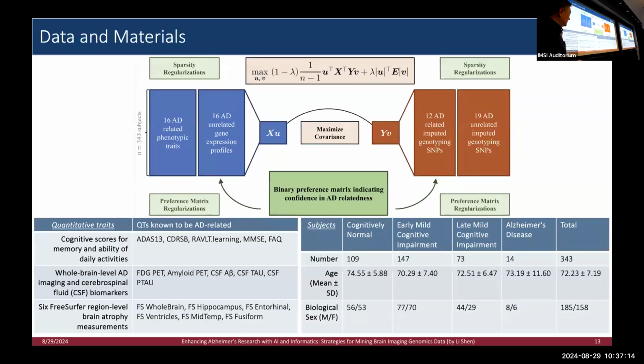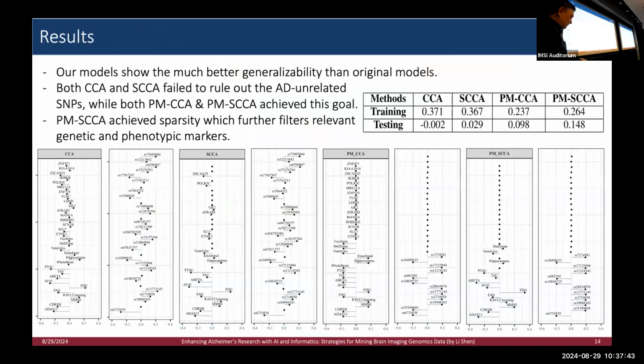Here is some proof-of-concept analysis. We looked at some AD phenotypes and some phenotypes not related to AD, like gene expression. These are the cognitive measures, imaging, fluid biomarkers, and FreeSurfer measures, which we know are related to AD. For the genetics, we have 12 AD loci and 19 not relevant to AD. These are some participant characteristics, and here are the results.